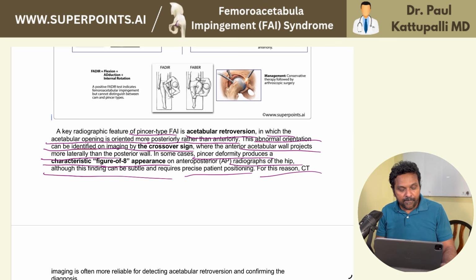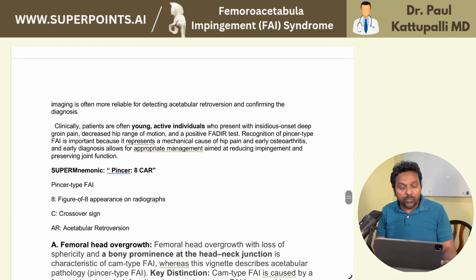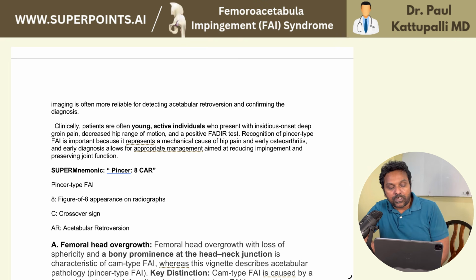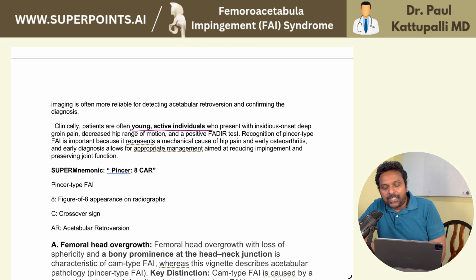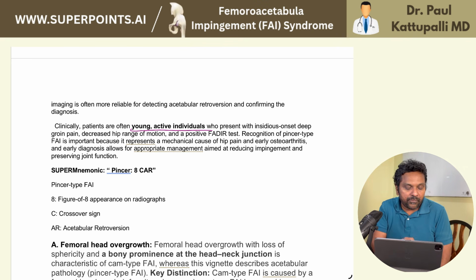For this reason, CT imaging is often more reliable for detecting acetabular retroversion and confirming the diagnosis. Clinically, patients are often young, active individuals who present with insidious onset deep groin pain, decreased hip range of motion, and a positive FADIR test. Recognition of pincer type FAI is important because it represents a mechanical cause of hip pain and early osteoarthritis. And early diagnosis allows for appropriate management aimed at reducing impingement and preserving joint function.